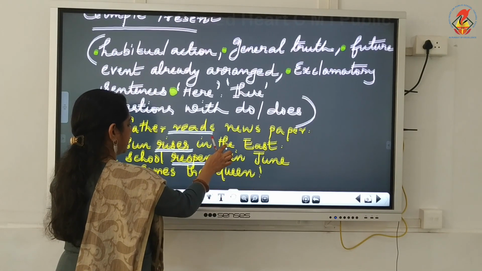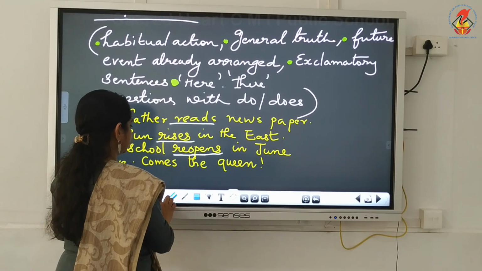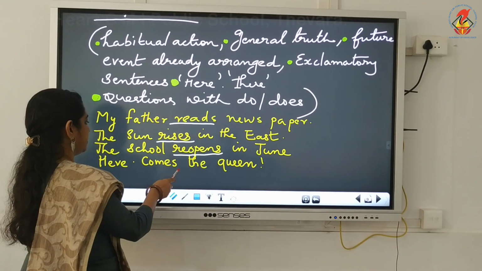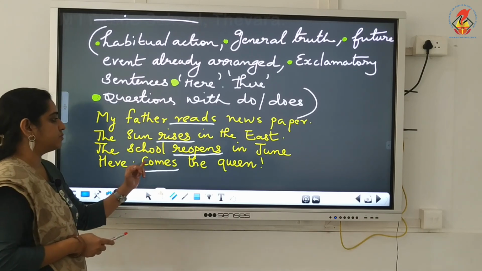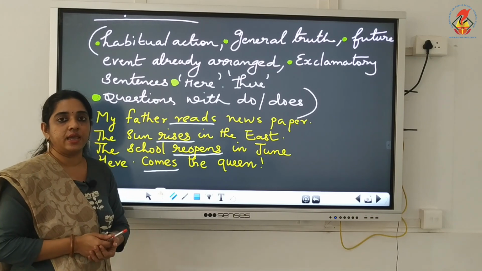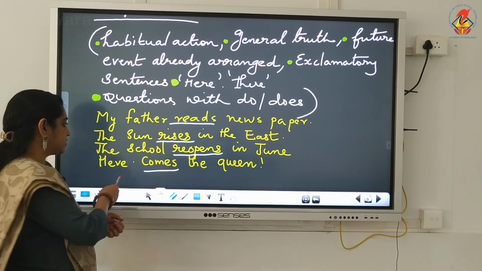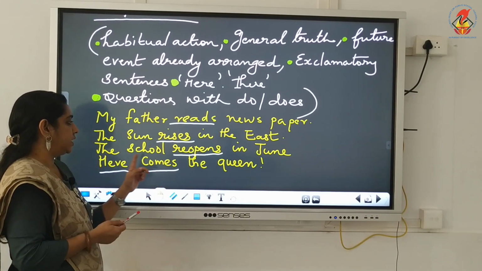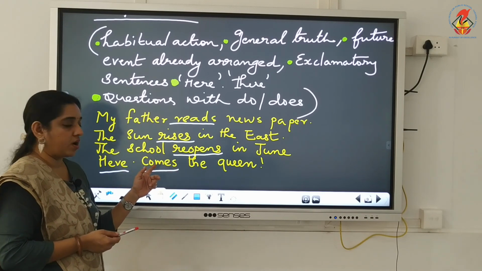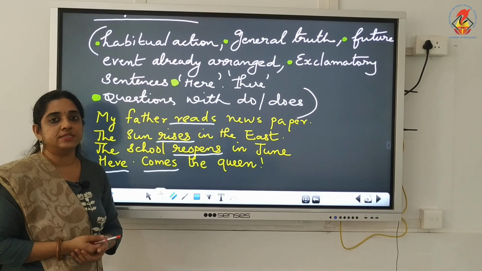Then we have the other example. Here comes the queen. Here comes the queen is an exclamatory sentence. Do you see one exclamation mark at the end? This also starts with the word here. Here comes the queen. The word here, comes. Comes is a verb in simple present tense.